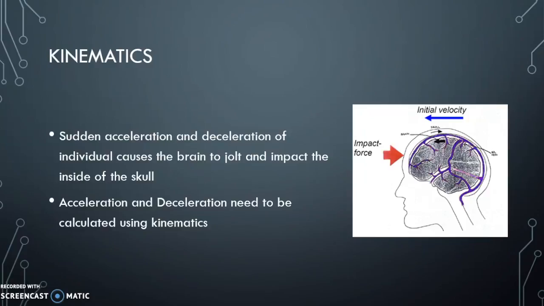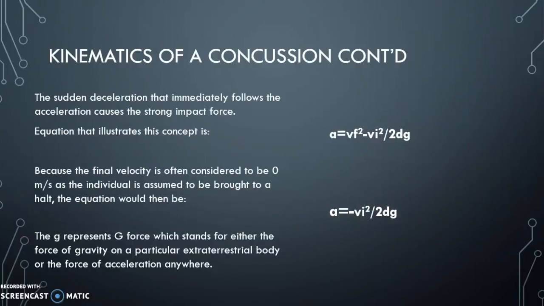To elaborate, it is the sudden acceleration and deceleration of the individual which causes the brain to jolt and impact the inside of the skull. The magnitudes of these accelerations and decelerations can be calculated using a variety of physics formulas. The sudden deceleration that immediately follows the acceleration causes a strong impact force.